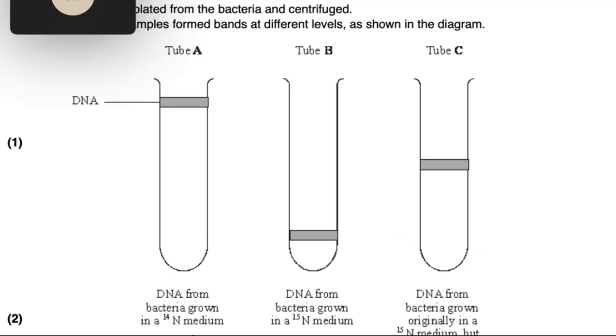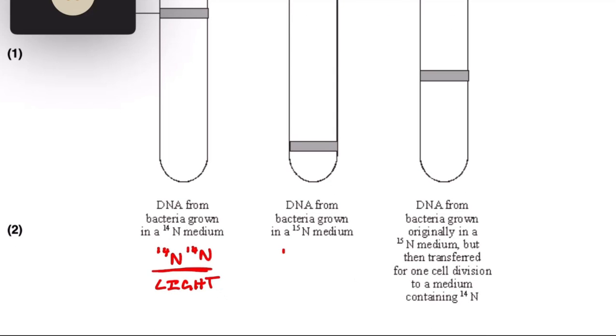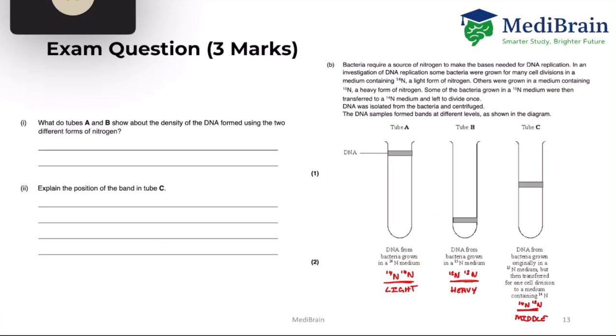Because it's less dense, it will just float at the top. This is very heavy because this is going to give 15N and 15N. So this is heavy. That's why it sinks to the bottom. And then finally, this final one is going to be a mixture. It's going to be 14N and 15N. So this would be in the middle, not heavy or light. The density will be in the middle. That's why it sits there in the middle.